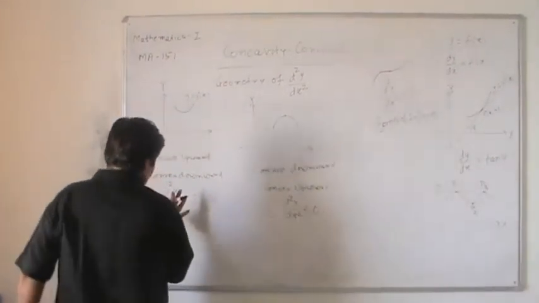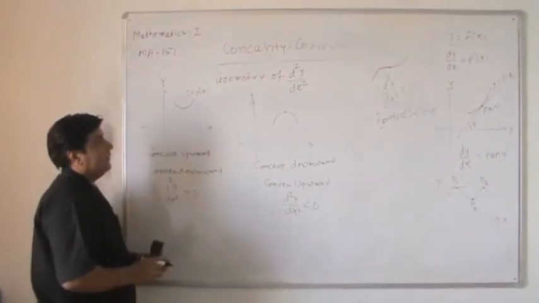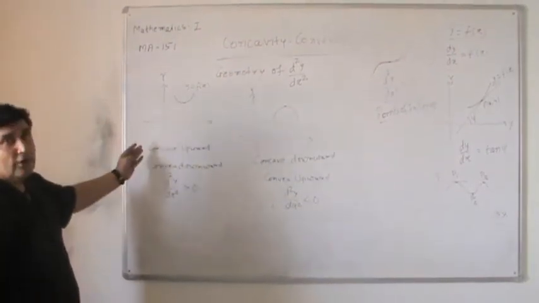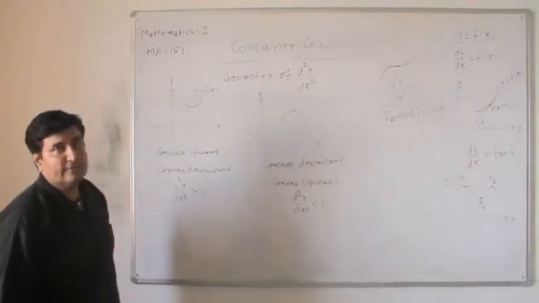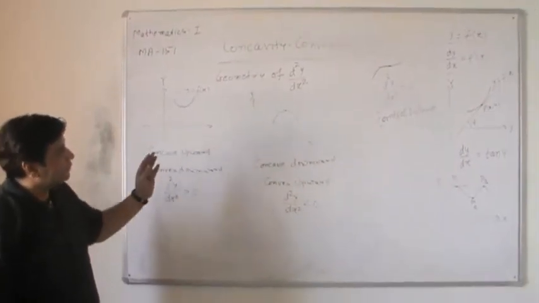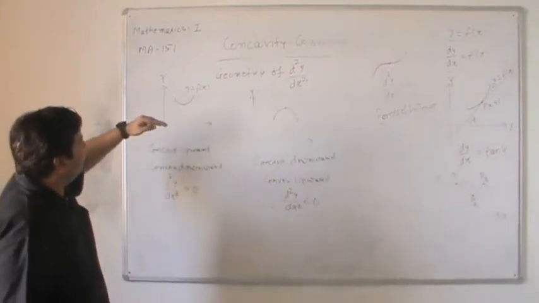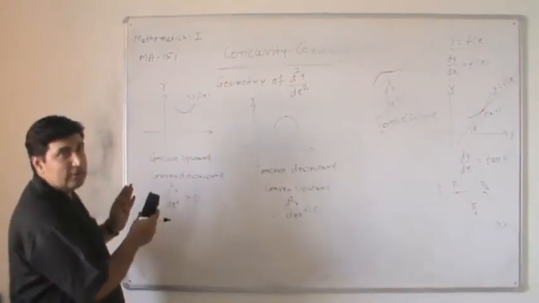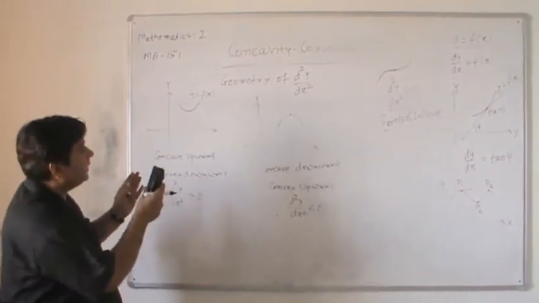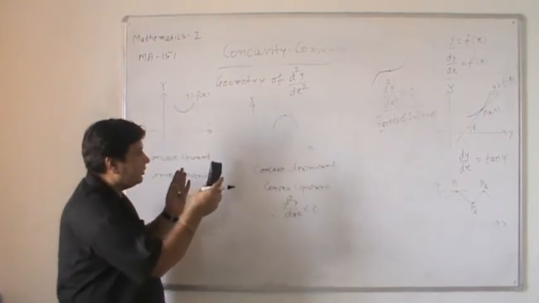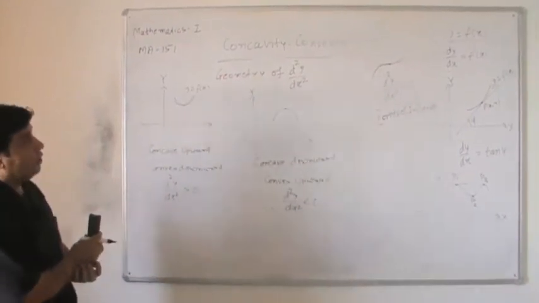So we have observed these three formulas to decide the concave upward nature, concave downward nature, and the points of inflection. And we will use these ideas to solve problems and to find the intervals in which the curve is concave upward and intervals in which the curve is concave downward, and also the points of inflection of the curve.